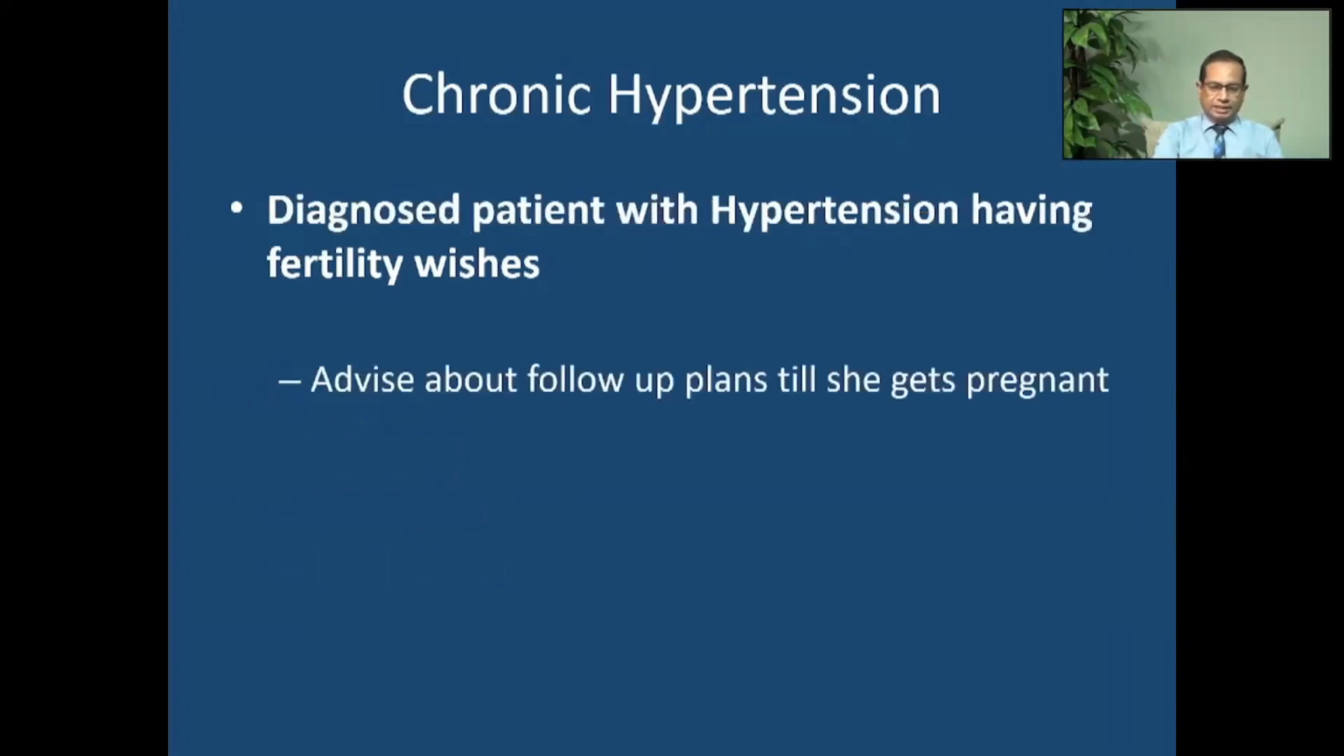And after starting the medications, you need to advise the patient about the follow-up plans till she gets pregnant, because this patient needs to be followed up. Also you should advise that her target blood pressure is 140 by 90 or below, and she needs to follow up regularly, probably once a month, or depending on the conditions she is suffering from. The follow-up plan is very, very important, and we need to advise the patient not to stop medications because of the pregnancy plans. She needs to continue, and there is no risk in continuing these medications during the pregnancy period even.